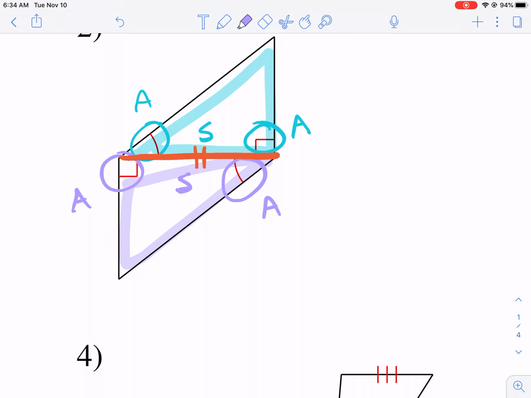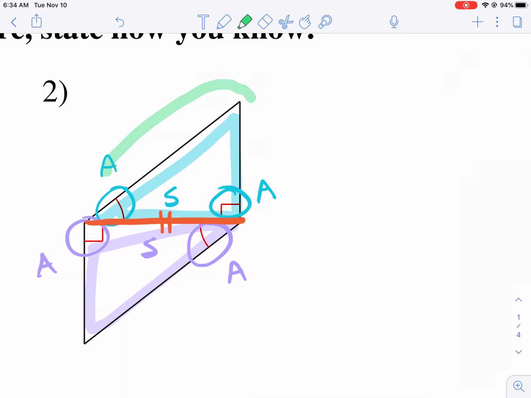Okay, which congruent postulate do we have? We're not going to go around this way. We're not going to go AAS, okay, because we skipped too many things. We skipped an angle and a side. You can't skip an angle and a side. We have to go to the closest thing.